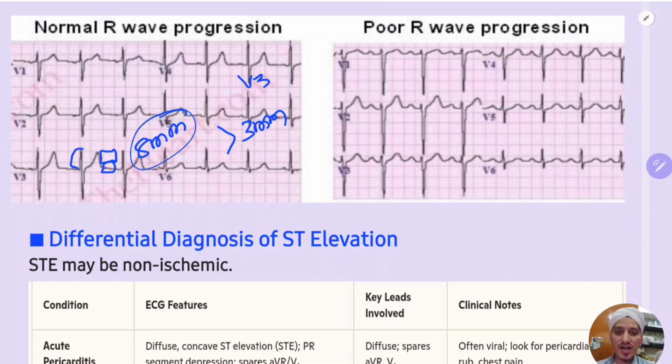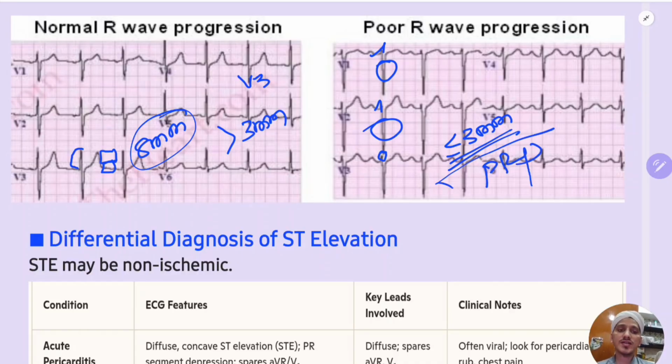But you see here, the R wave is there, but it is approximately equal to 3 mm. So that's why it is poor R wave progression. You are not able to see QS complexes here because the wave is positive. You are just having poor R wave progression. You should see the lead V3.